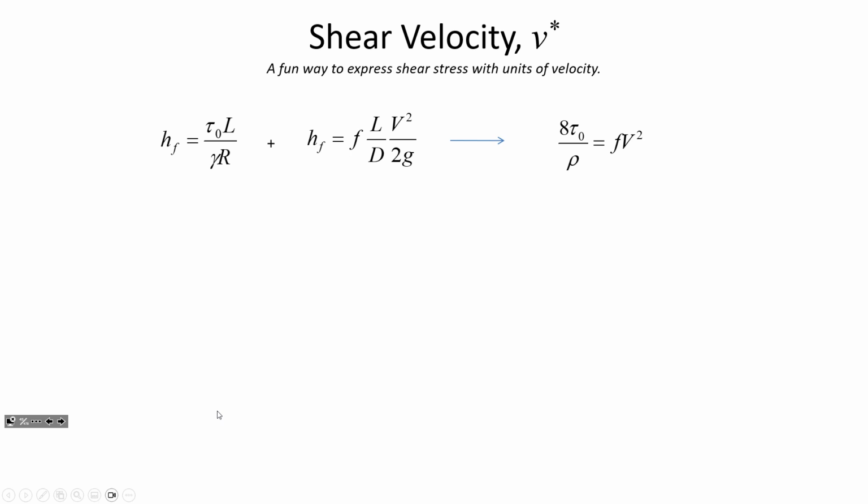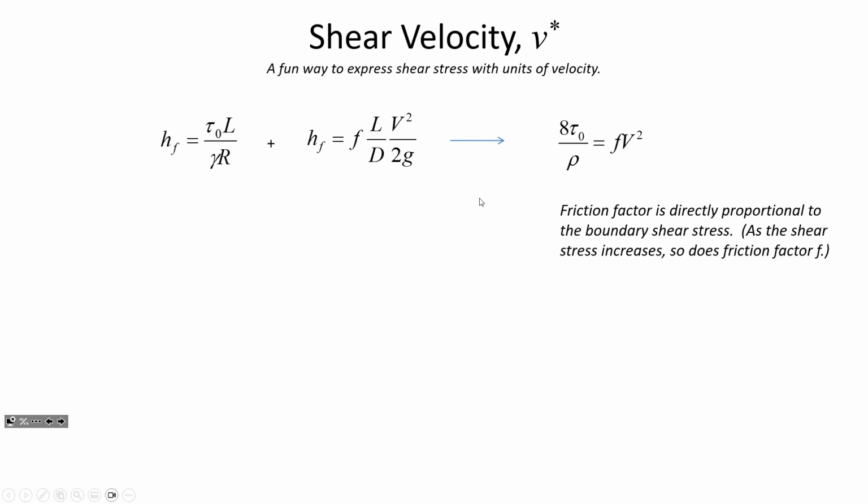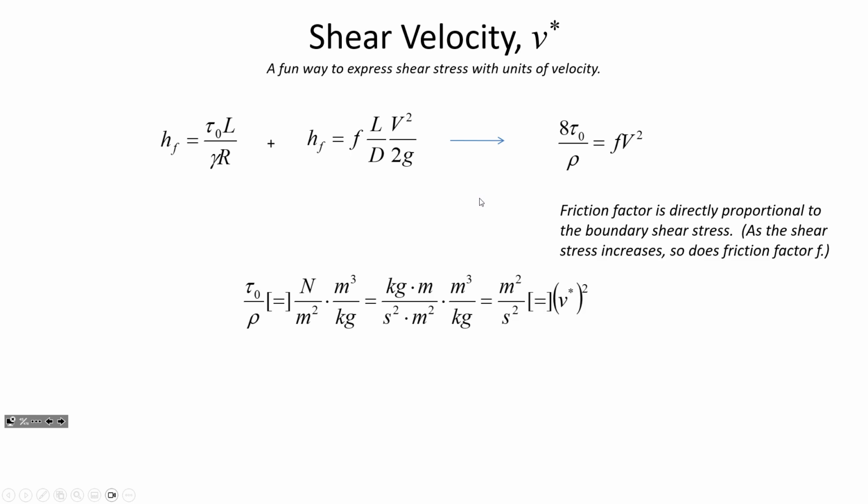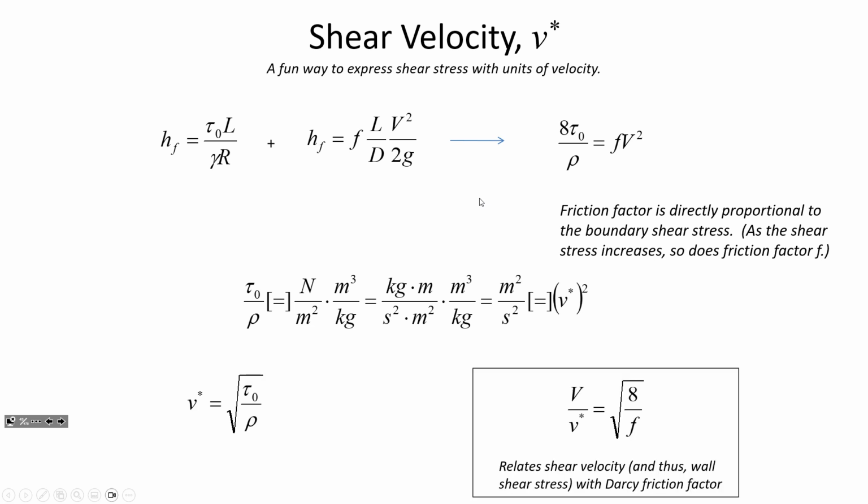Now the last thing to talk about, if you'll allow me one more minute, because I know it's 11:50. We'll come back to this on Friday, but I wanted to mention shear velocity, V star. That's just a combination of the Darcy-Weisbach equation and the relationship between energy loss and shear stress. It is a way of rearranging symbols and canceling out the units so that instead of newtons per meter squared, you can express shear stress with units of velocity.